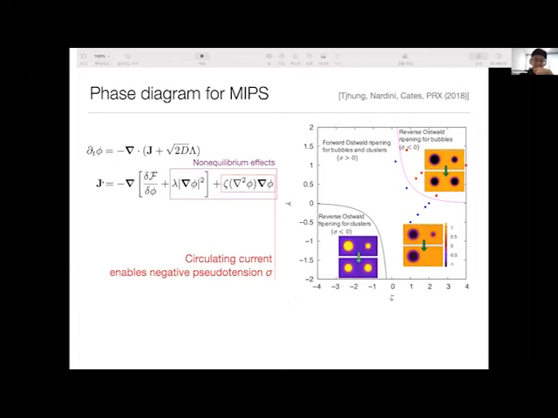If you look at this term, you will see it doesn't come from this gradient-like term, but it comes from a term which cannot be expressed as a gradient. That means that this term gives rise to non-zero curl of the current. So basically this can have a circulating pattern. And the circulating current can induce effectively negative surface tension.